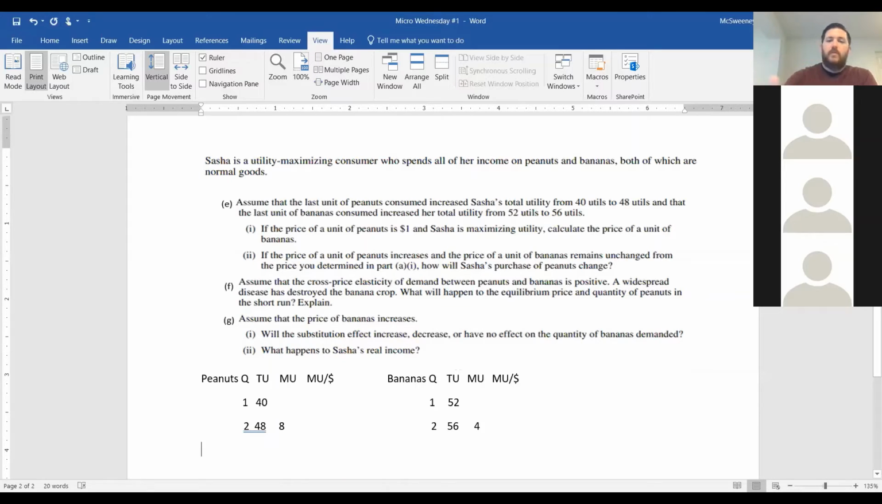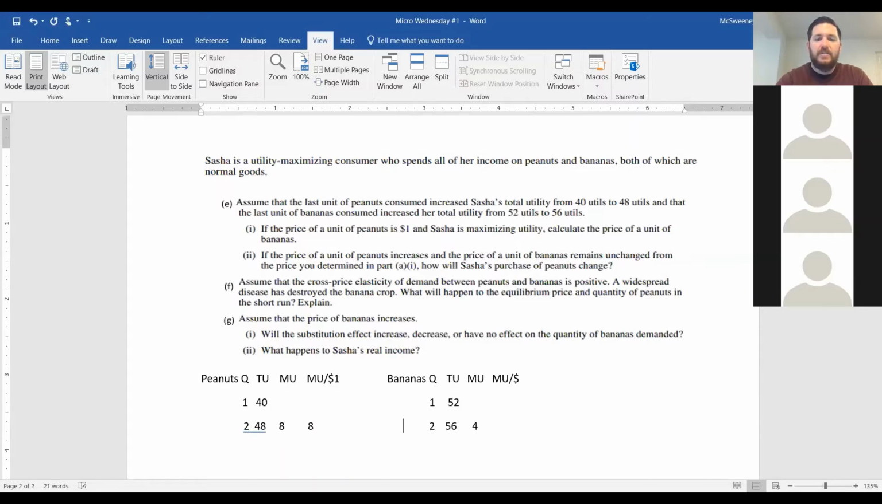Okay, so we've already set up this chart. This is how we did it in class. We don't know the prices of stuff. Well, we know that peanuts are $1. We don't know the price of bananas. So in order to figure out the marginal utility per dollar spent, we just take the marginal utility and divide it by the price of the good. In this case, we're going to take 8 divided by 1, which is also 8. So our marginal utility per dollar spent for the second unit of peanuts is 8. And that's all the information that we currently have.